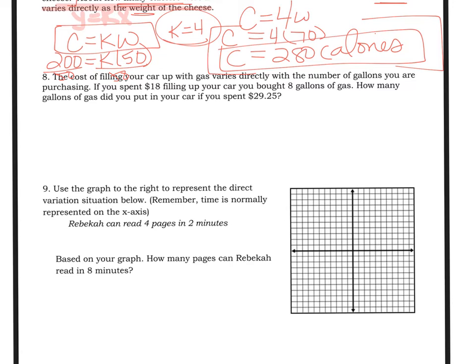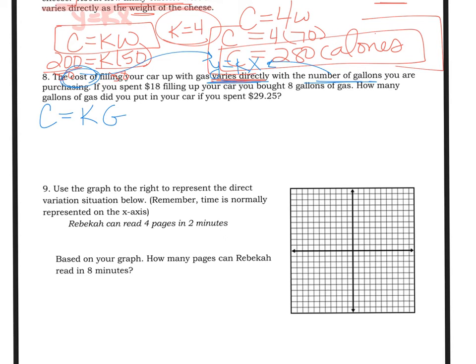If I look at the next one, it says, the cost of filling up your car with gas varies directly with the number of gallons you're purchasing. Stop. I see varies directly. I'm going to write y equals kx on my paper. I'm now going to turn this into the context of the problem. The cost is going to be y, and the number of gallons is going to be x. So I have cost equals k times number of gallons.